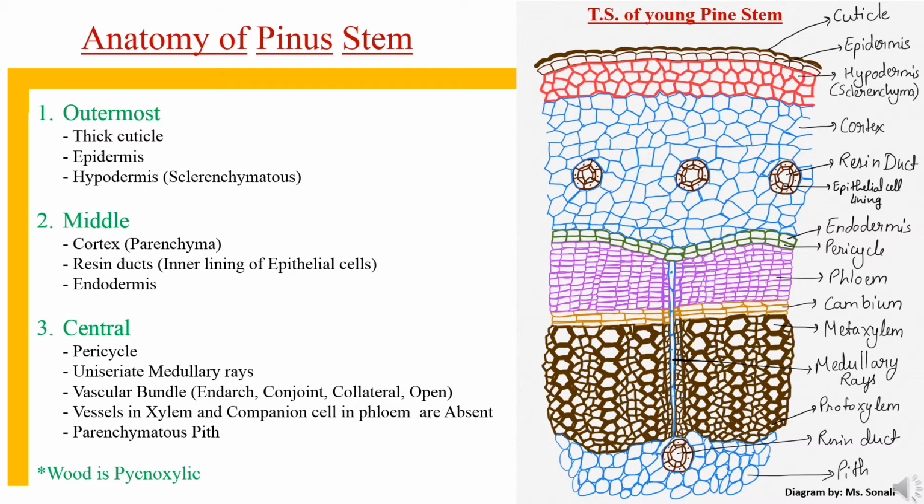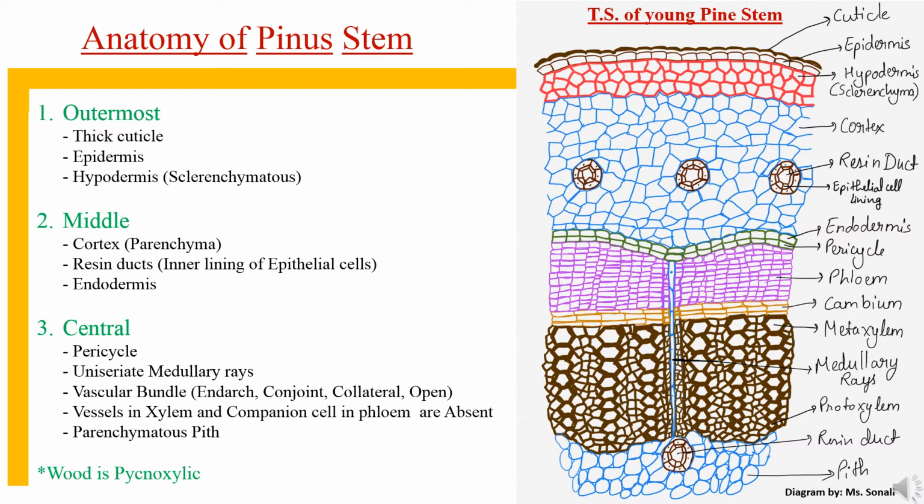Now let's move on to the next part of the lecture, that is anatomy of Pinus stem. We will start with the anatomy of young Pinus stem. On the left you can see a diagram of the transverse section of young stem of pine. I would like you to keep a look at it for better understanding. As in roots, the section of stem also is divided into three major regions: outer, middle, and central.